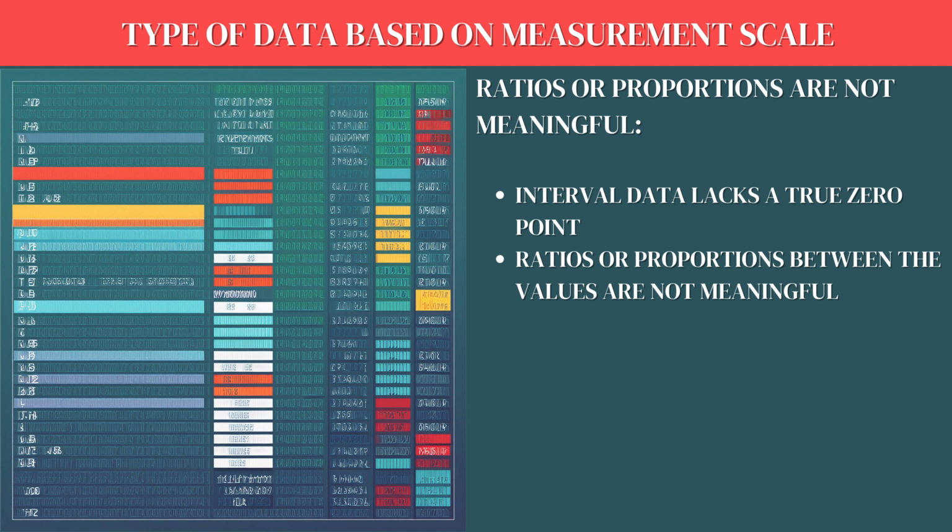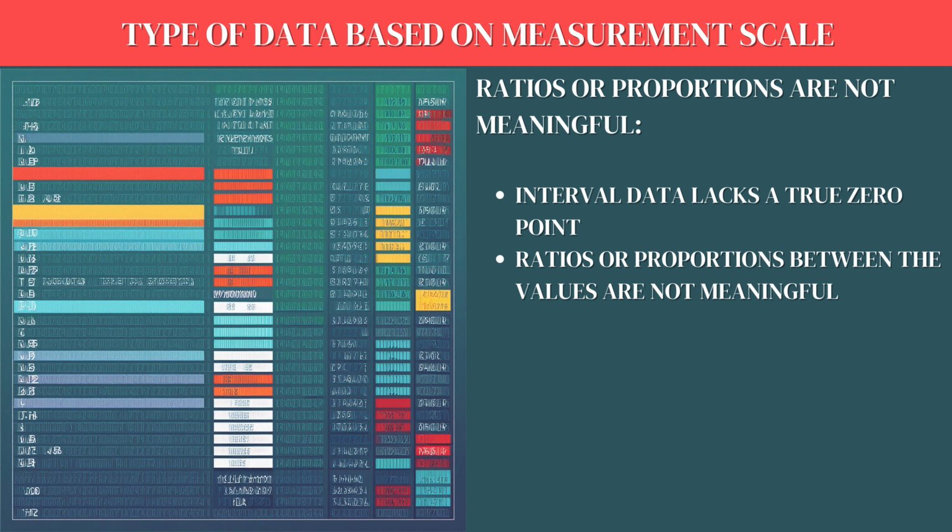Some of the examples are: temperature readings, Celsius or Fahrenheit scales. Example, 10 degrees Celsius, 20 degrees Celsius, 30 degrees Celsius. SAT scores, range from 400 to 1600. Example, 1200, 1300, 1400. CAT scores, range from 0 to 300. Example, 80, 120, 160. In these examples, the differences between consecutive values are constant.